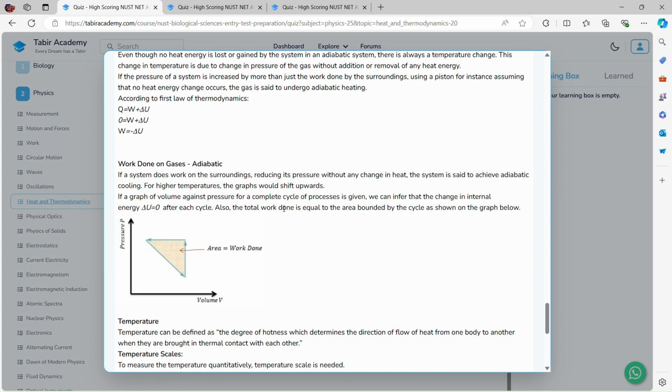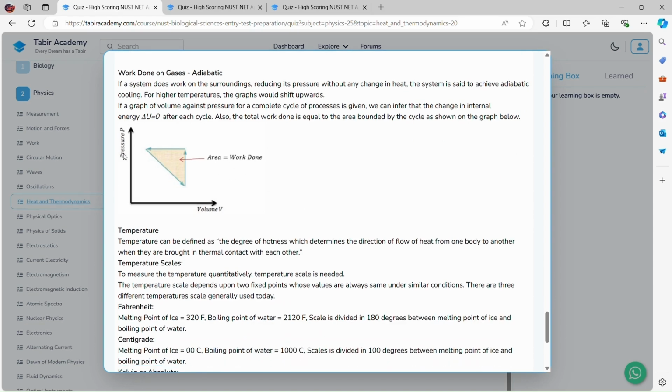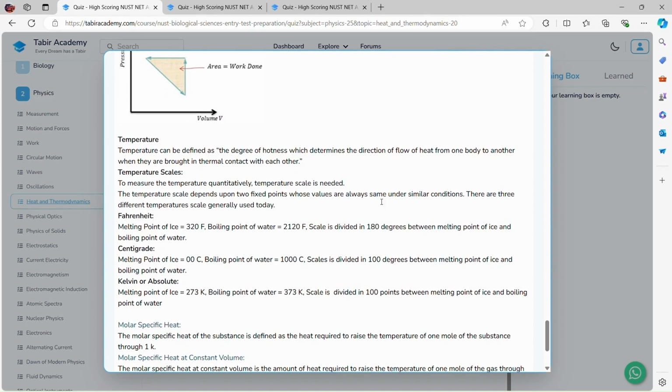If a graph of volume against pressure for a complete cycle of processes is given, we can infer that the change in internal energy, delta U, equals 0 after each cycle. Also, the total work done is equal to the area bounded by the cycle as shown on the graph below. Area equals work done. This is a pressure volume graph.